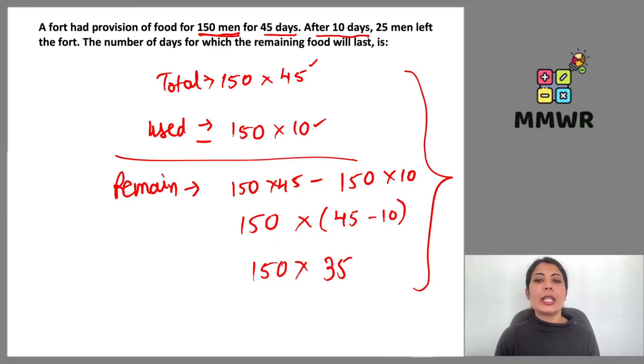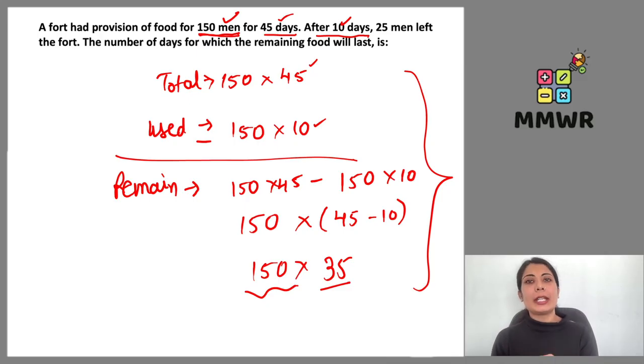So rather than doing it the longer way, we can see here itself कि पहले भी 150 लोग थे total. अभी 10 days तक 150 लोगों ने consume किया है. सो बचे हुए दिन कितने हैं? 45 days में से 10 days तो हो गए. So remaining days are 35 and 150 people were there before. So 150 multiplied by 35 was the case.